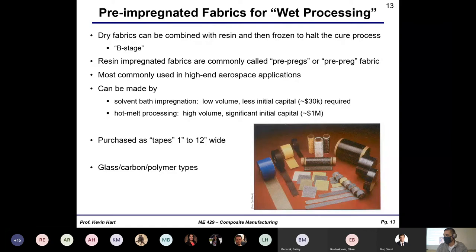So anyway, we also talked about wet fabric, specifically prepreg. Prepreg is basically this carbon fiber or your reinforcement material that has already been impregnated with the resin and then frozen for use at a later time.